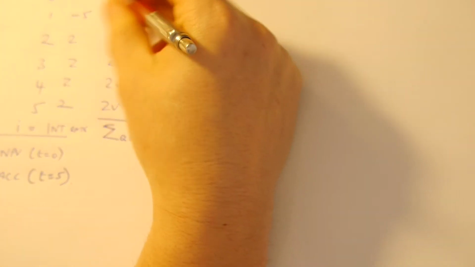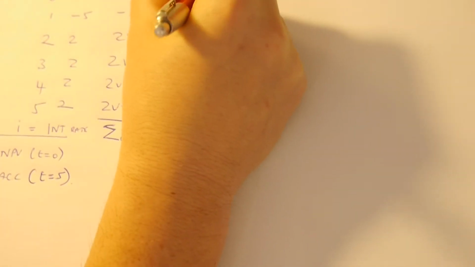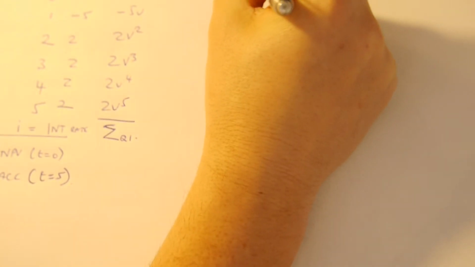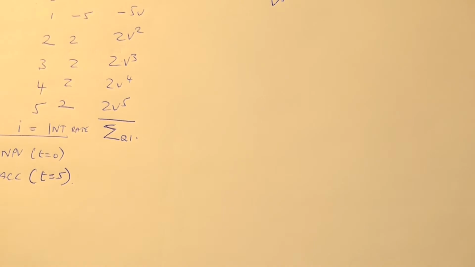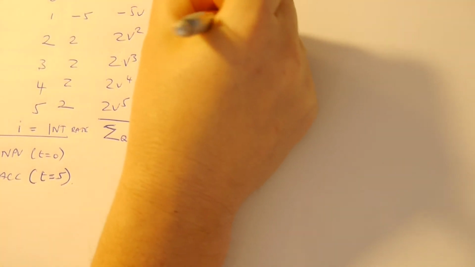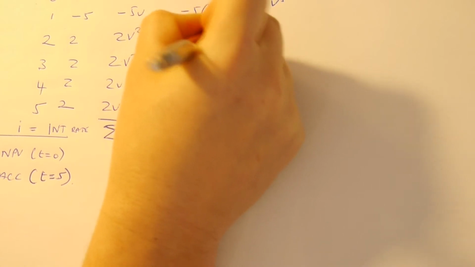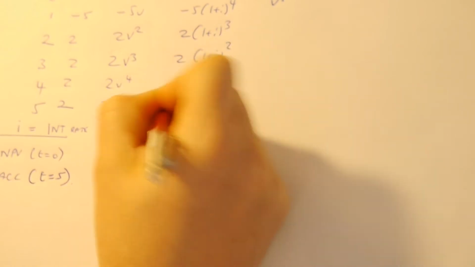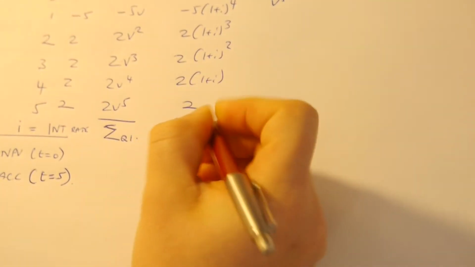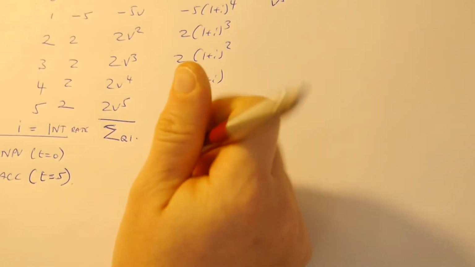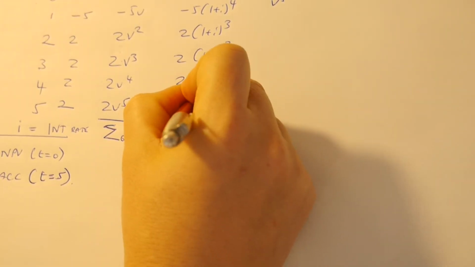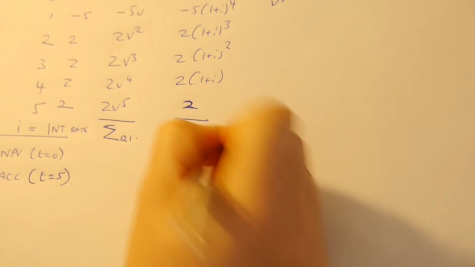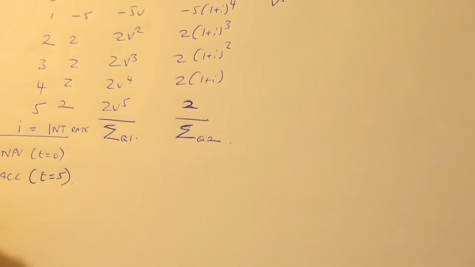Accumulated value. So now we're accumulating these to time 5. So -1(1+i)^5, or -1 over v^5; -5(1+i)^4; 2(1+i)^3; 2(1+i)^2; 2(1+i); and 2. So sum that, and we get the accumulated value, or the net present value, I suppose it is, at time 5. Q2, done. Right, okay, next thing.